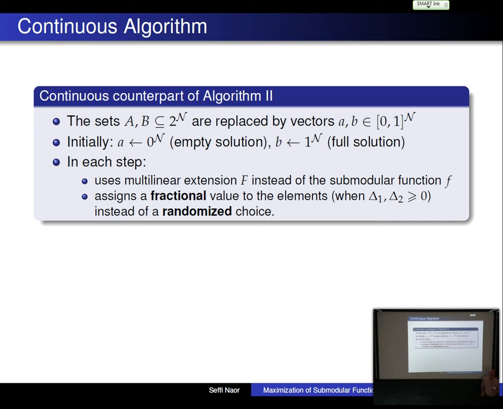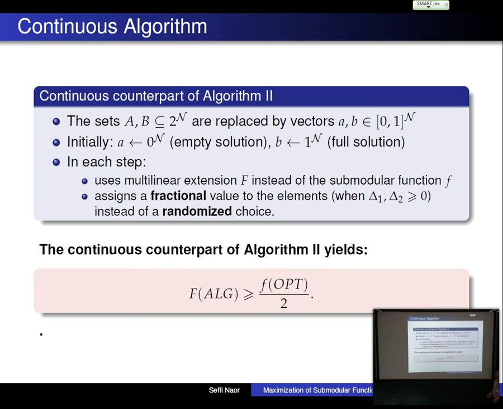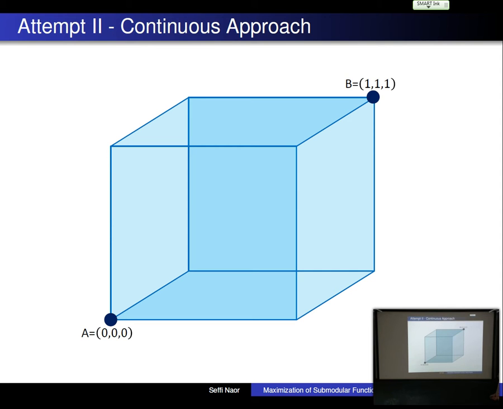Now let's go back to our unconstrained algorithm and reinterpret it in the context of the multilinear extension. Let's take our randomized algorithm and make it deterministic, but yielding a fractional solution. And this fractional solution is going to be a half approximation to our original f.